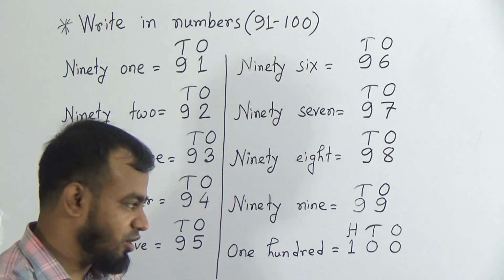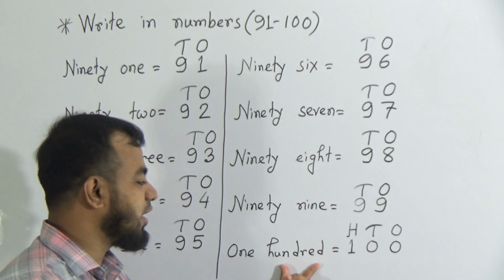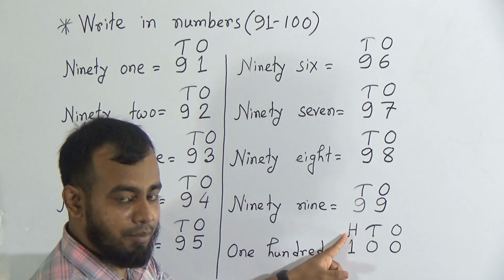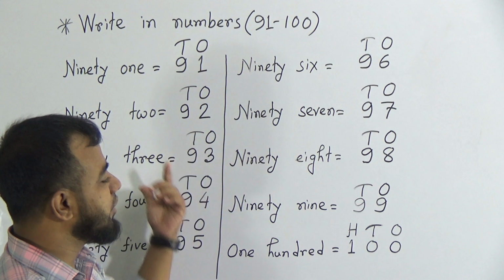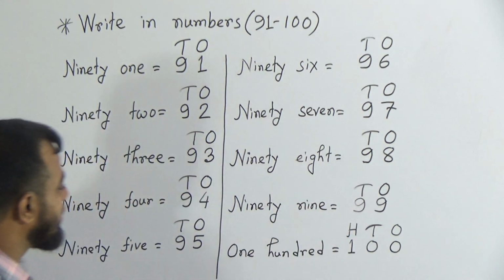I hope, dear students, you have understood. That means only when we come to write down 100 do we need the hundreds place. But for the other numbers, when we have no hundreds, we do not need to write down the hundreds place. Is that clear, students?